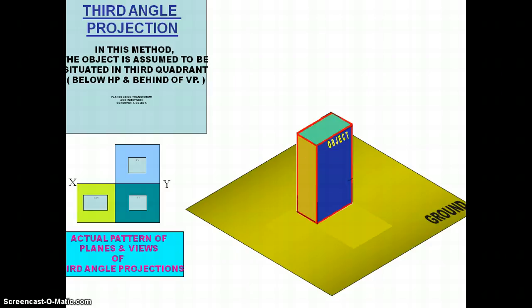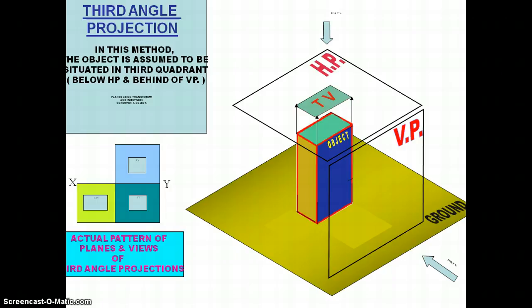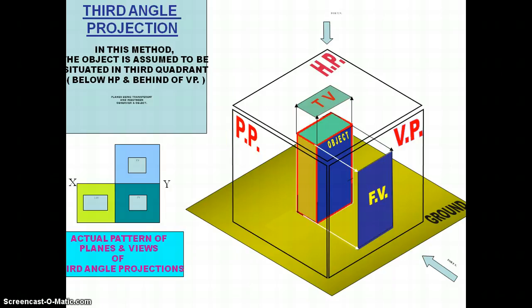So when an object lies above the ground plane, the HP is also above the object, so the top view can be obtained on the horizontal plane. Then the vertical plane is placed in front of the object, so we can obtain the front view on the vertical plane.